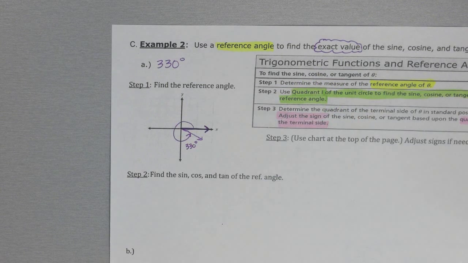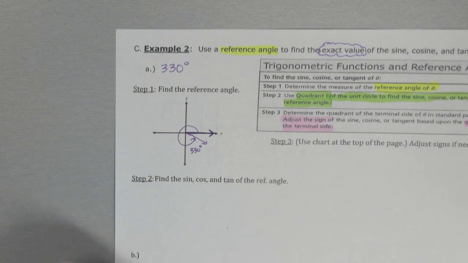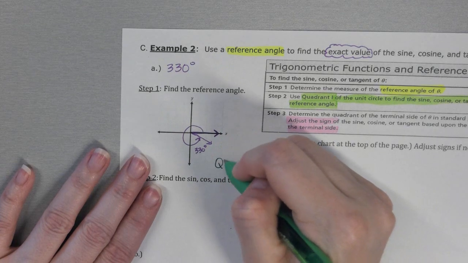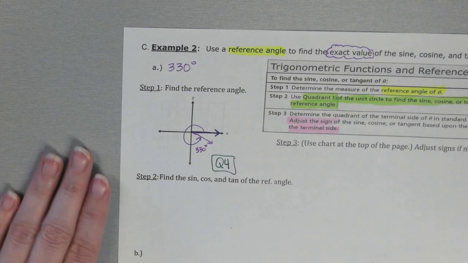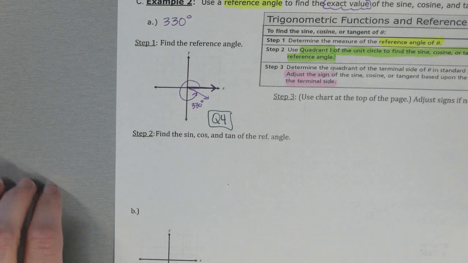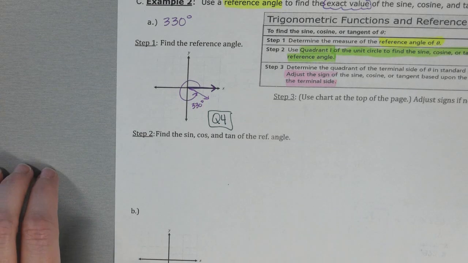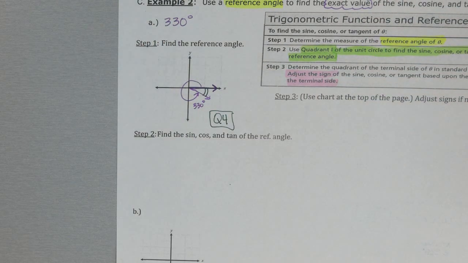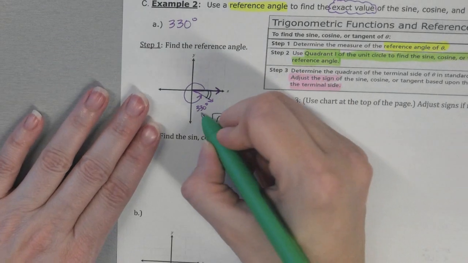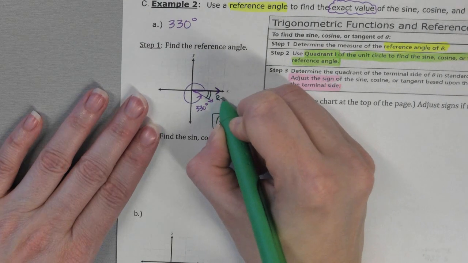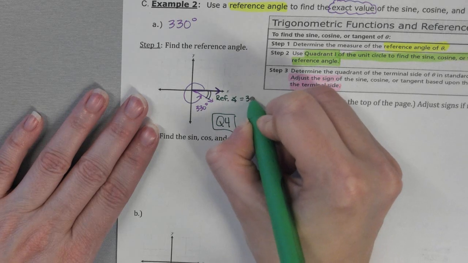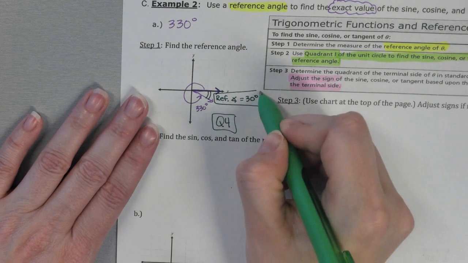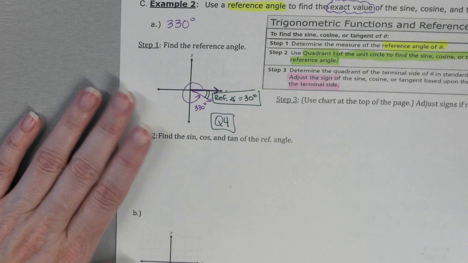330 degrees. Okay, so this is the terminal side. It ends up in quadrant 4. Please make a note of that. What is your reference angle going to be? 30. How do you know? It always has to be the smallest angle to your x-axis, right? Okay, so if this is 330, we know that the reference angle is 30 degrees. Okay, so yeah, 330 plus 30 would give you the 360.